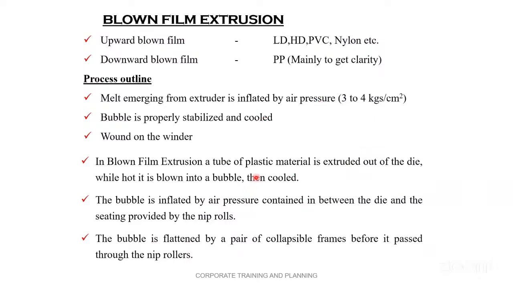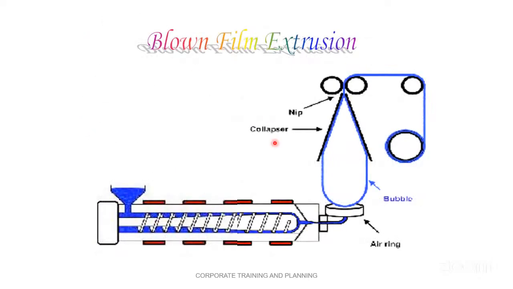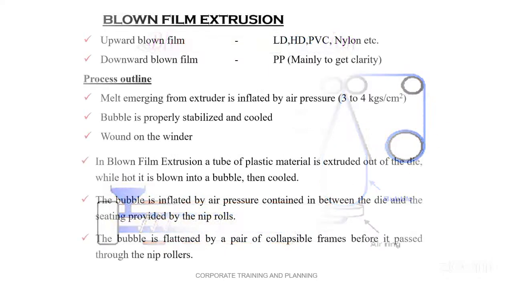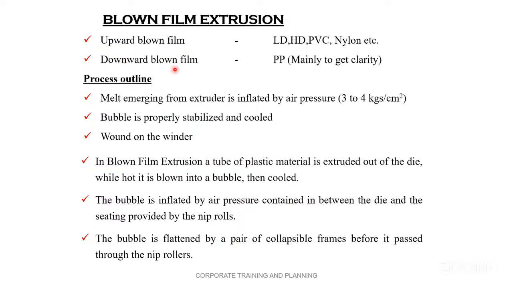See, now we have seen the extrusion blown film plant. Now, upward blown film and downward blown film. If you have seen here, it is upward blown film. Now, in many cases, the extruder is at the top and the film goes to the downside. That is called a downward extrusion. This is called an upward extrusion. Now, why does this happen?